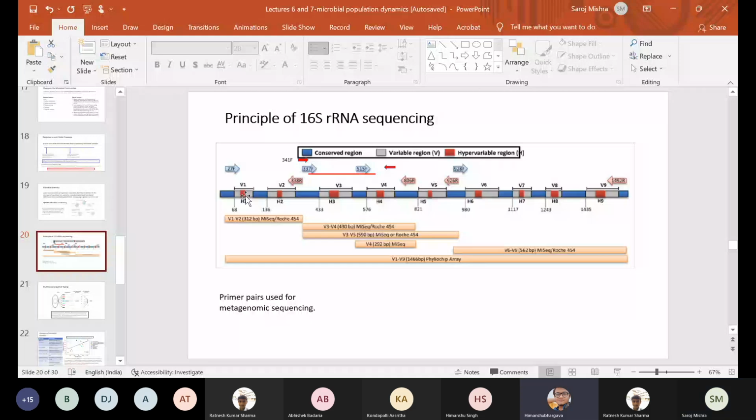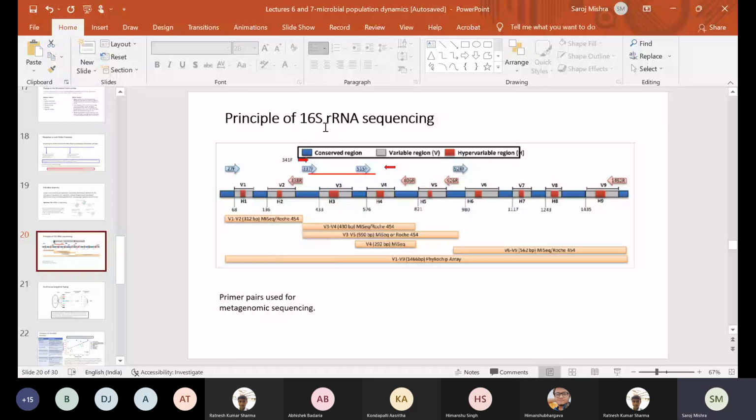Ma'am, your voice was breaking. Can you explain the variable and hypervariable region? Okay, I'm sorry. Let's quickly go over it again. What you see here in blue is actually the gene, that is, a DNA fragment for a ribosomal RNA. The size of the resulting ribosomal RNA is going to be 16S, where S is the sedimentation coefficient. We can just say RNA, but the reason we say ribosomal RNA is because it is eventually going to contribute to the formation of the ribosome.